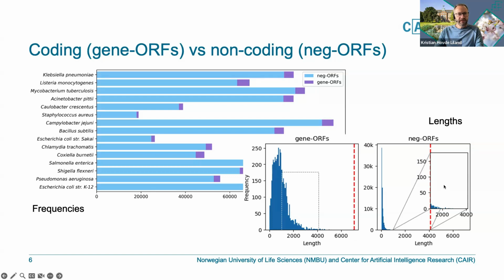If we look at the negative ORFs, so those that are not coding, then most of them are quite short, and there are very few of the longer ones that are non-coding. So if you only looked at the length of these open reading frames, we could already give an indication of if they are coding or not. So it's the shorter ones that are the big problem.